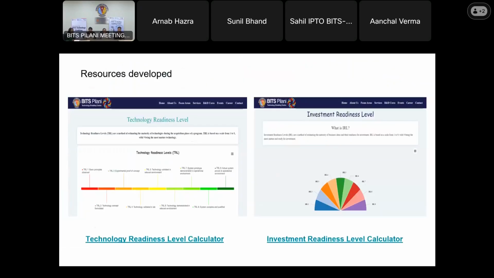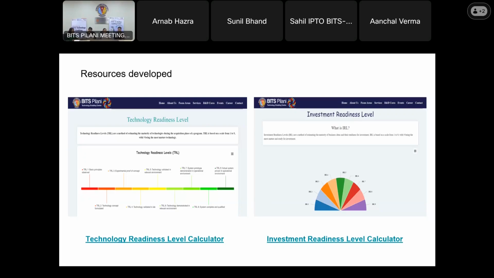The resources that we have developed till now are the TRL calculator and the IRL calculator. You have seen the entire presentation, where Professor Sunil Bhand and Professor Hazra were talking about the technology and its technology readiness level, validation level. So if you are an innovator and want to validate, use this technology readiness level calculator. You just have to go to our web page, where there is a calculator tab, and you can access it.